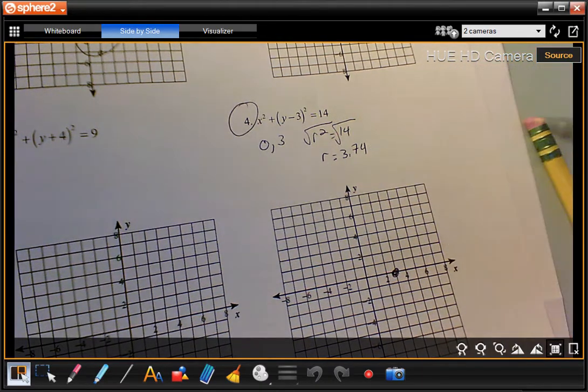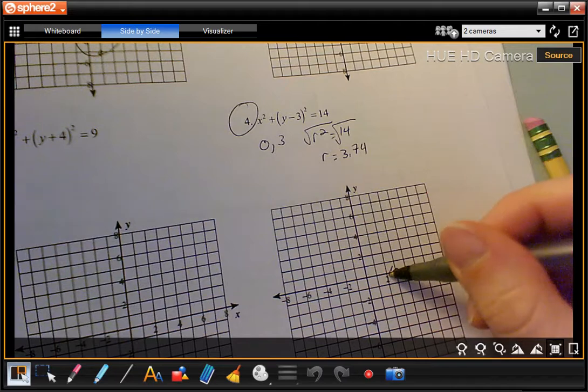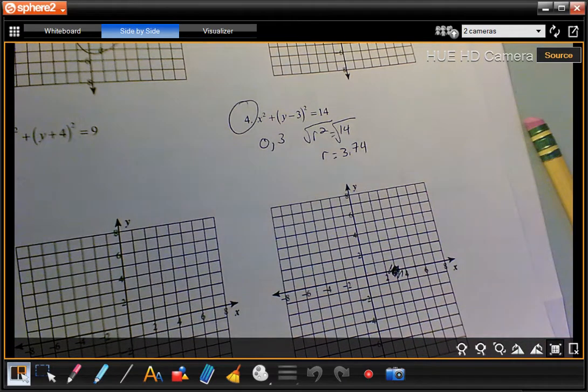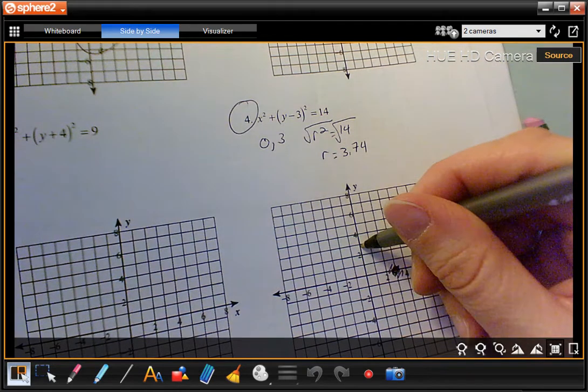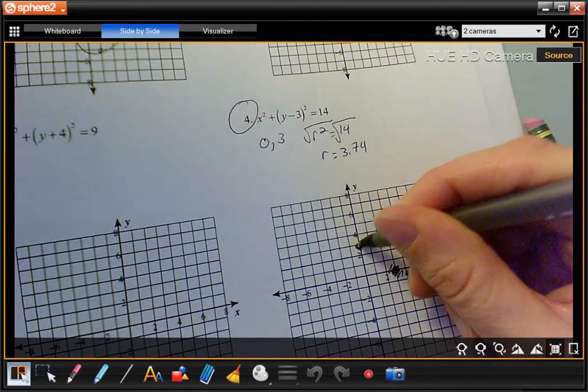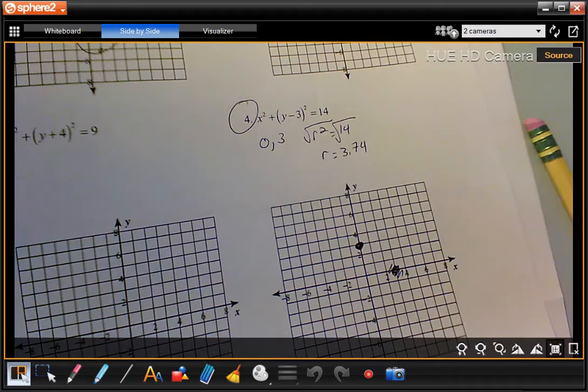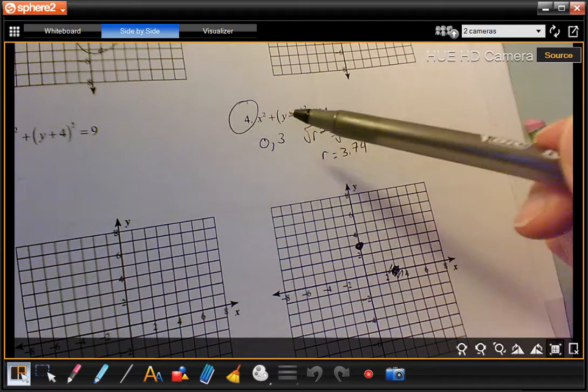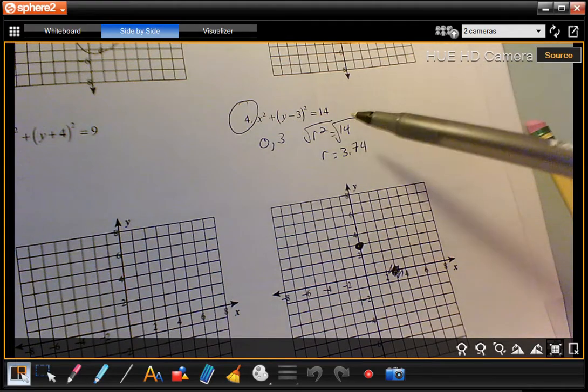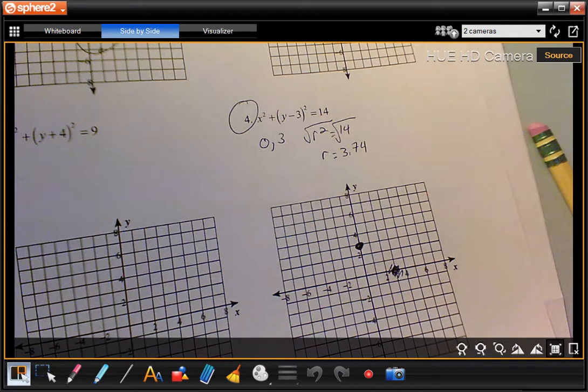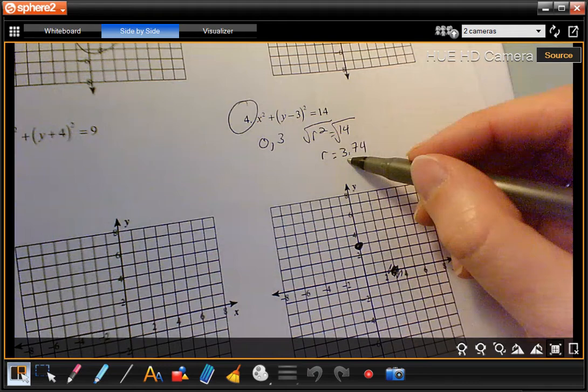Now, 3.74 is kind of hard to do on here. So what we're going to do, oh, I'm sorry. This is incorrect. Silly Miss Murphy. It is 0 up 3. Anybody else make that mistake? Oh, such a common mistake. I have to correct myself sometimes. It goes x first, then y. X first, then y. Not y, then x. So we're going to go 3.74 in every direction.